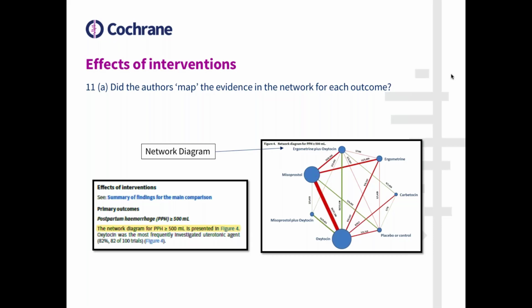And the network diagram, I won't go into too much detail because I think it has been covered in other webinars, but it basically just shows all the evidence that's available. The nodes, which are those circles, show the amount of evidence available for each intervention, so the number of participants, for example. And the lines between each of the circles show the amount of direct comparisons available between each intervention. So looking at this network diagram, it's telling you that oxytocin was the agent that was most frequently investigated, and the comparison that was most frequently investigated directly was oxytocin versus misoprostol.